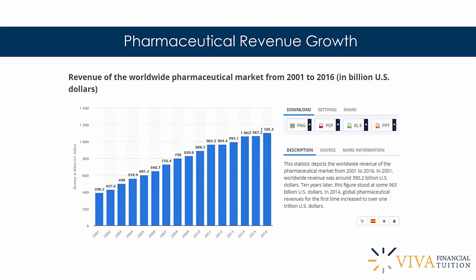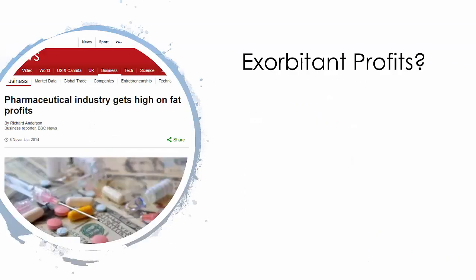It says the statistic depicts the world revenue. In 2001, world revenue was at around 390.2 billion in US dollars, and 10 years later this figure stood at some 963 billion. In 2014, global pharmaceutical revenues for the first time increased to over 1 trillion US dollars. So that gives you a sense of just how massive this industry is from a global perspective. We're now at well over $1 trillion in the present day, trillion US dollars, and that continues to grow.